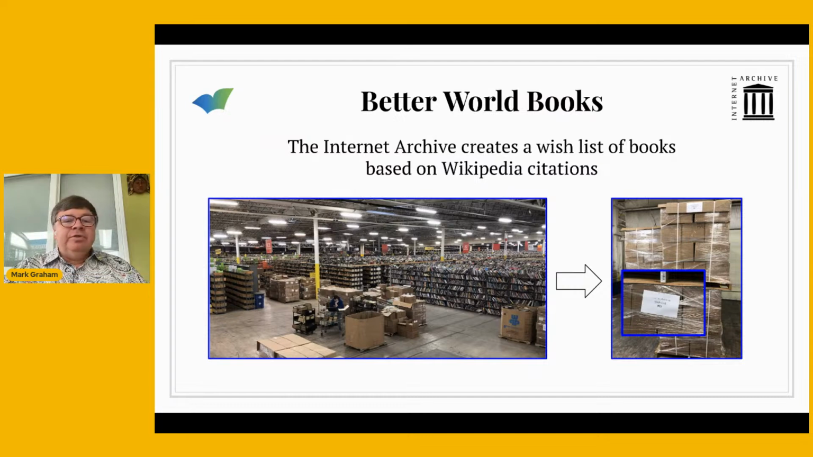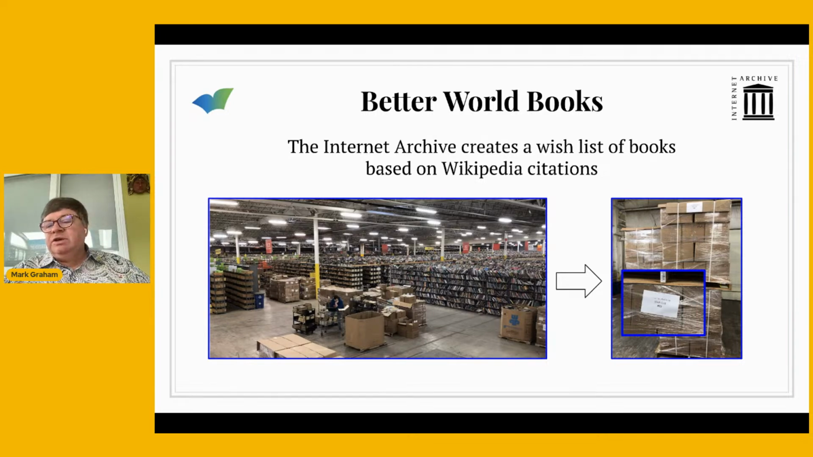Well, a couple of years ago, the Internet Archive basically bought a bookstore called Better World Books. It's a quite large used bookstore. We turned it into a nonprofit. So Better World Books is owned by a nonprofit organization, which is a sister organization to the Internet Archive. And we maintain a wish list of books that are cited on Wikipedia articles that have not yet been digitized or linked. You can see the warehouse of books there on the left.